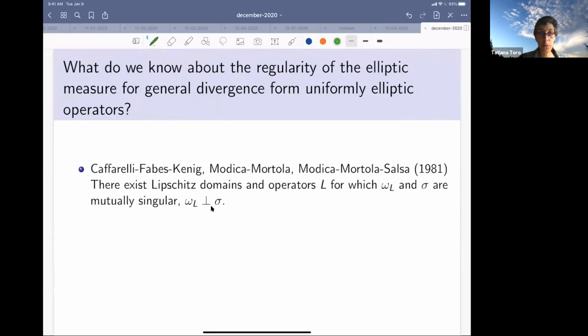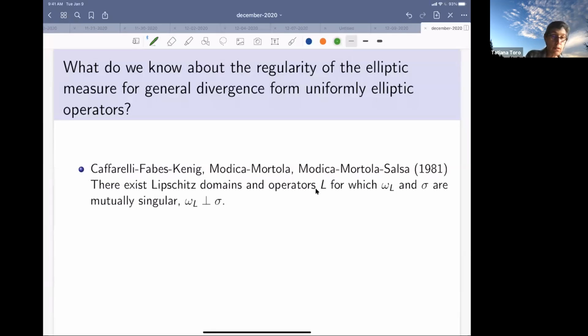I mean, in quotations. And you might be thinking, oh, but is it a Lipschitz domain? In fact, in the examples of Caffarelli, Fabes, and Kenig, the Lipschitz domain is the ball. And the operators actually have continuous coefficients. So clearly things are very subtle, okay? Something serious is going on.